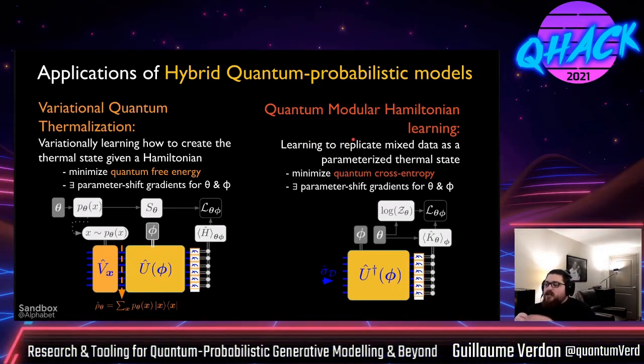Quantum modular Hamiltonian learning is the dual task. You're trying to have a pipeline that looks like this, that replicates the distribution of a given data state. Suppose you're given copies of sigma D, some unknown mixed state. It's like being given samples of an unknown distribution for generative modeling, as we saw in the intro. Let's say I want to learn to generatively model the distribution, replicate this mixed state. Then what I can do is minimize quantum cross entropy.